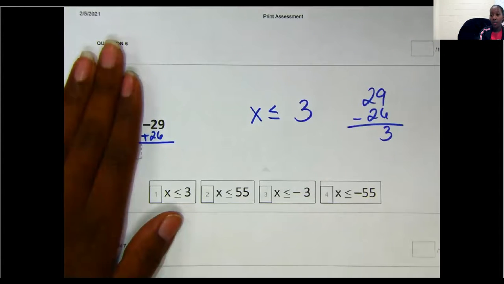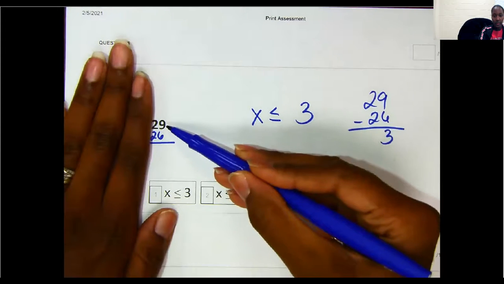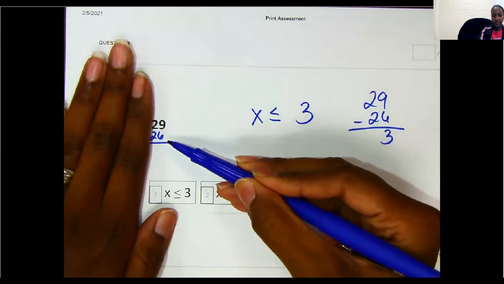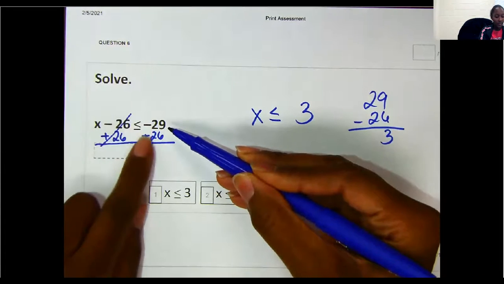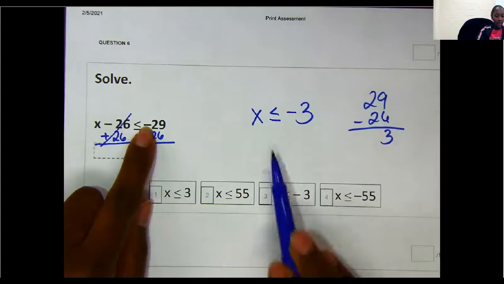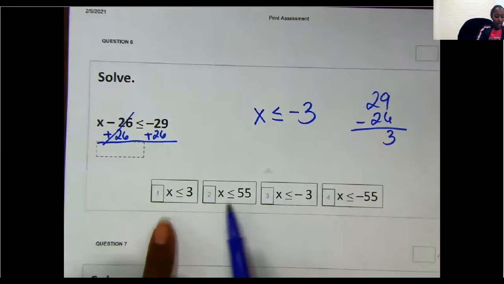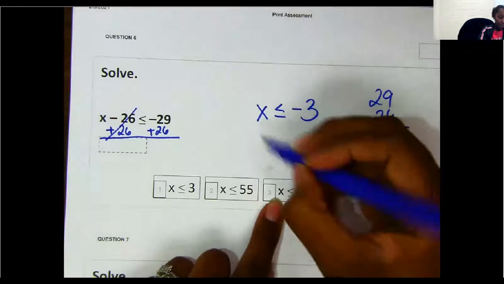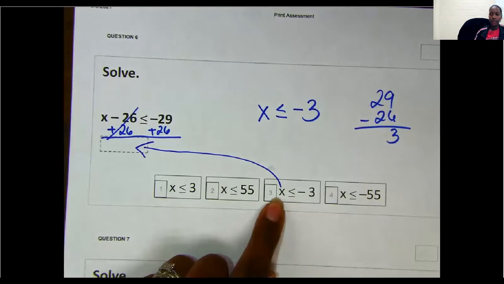Now, I need to go back and see which sign to keep. Which number is bigger, 29 or the 26? The 29 is bigger. So I'm going to keep the sign in front of it, which is a negative. So my answer is X is less than or equal to negative 3. And I see that right here.